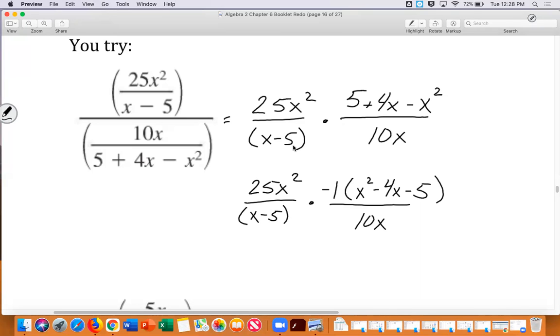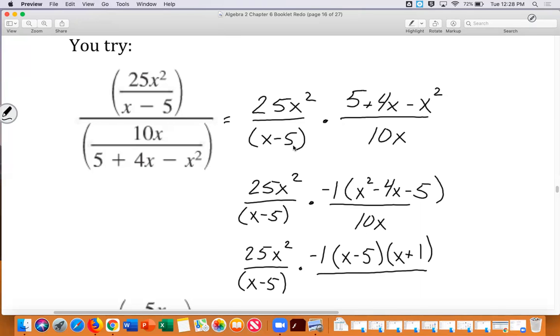Okay? Now from here, what are the factors of -5 that add up to -4? Well, that's going to be x minus 5 times x plus 1. All right. So whenever that leading coefficient is negative, we're just going to factor out a negative to make it positive. And all that does is flip my signs so that I can then factor. Does that make a little bit more sense to you now, Carolina?